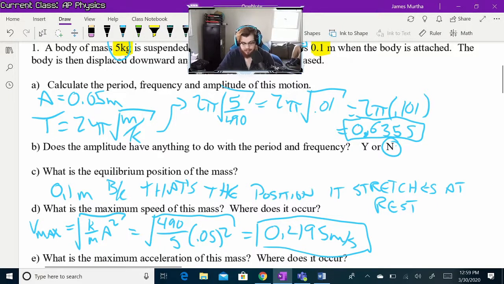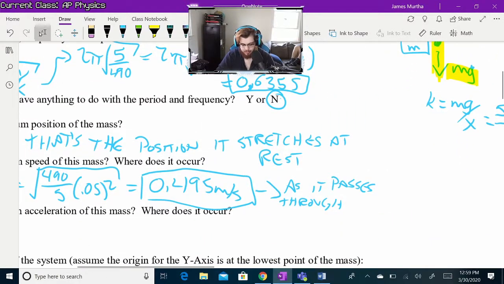And the point that this happens is as it passes through the equilibrium point. And so that's what we end up getting.